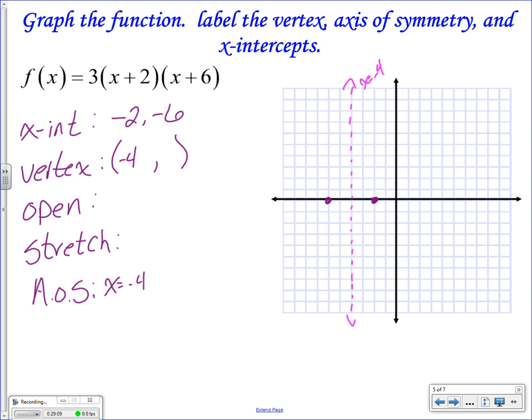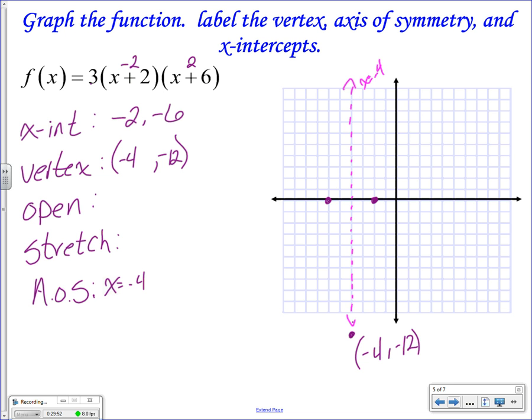Now I have to do a little bit of math. So I'm going to take this and plug it into here. So x plus 2 is -4 plus 2, -2. And -4 plus 6, 2. And 3 times -2 times 2? -12. So 4 times -12. -4, -12. Label it -4, -12.